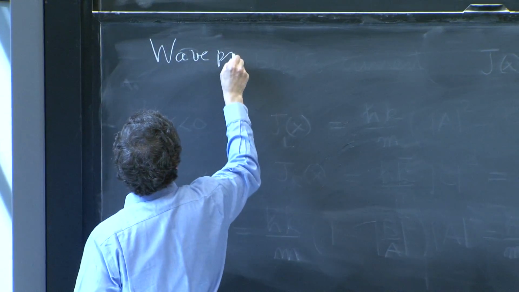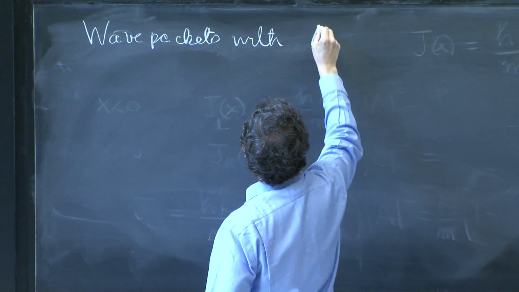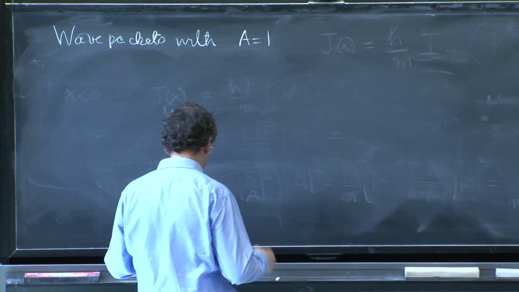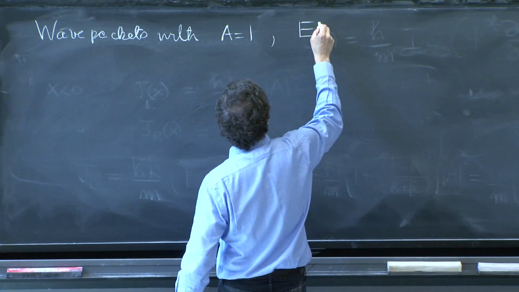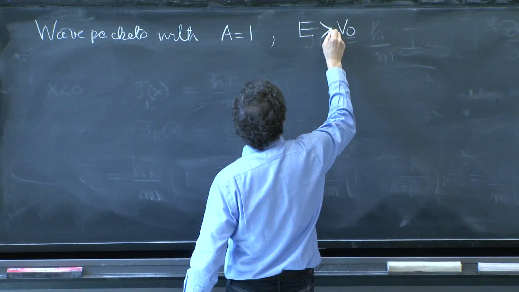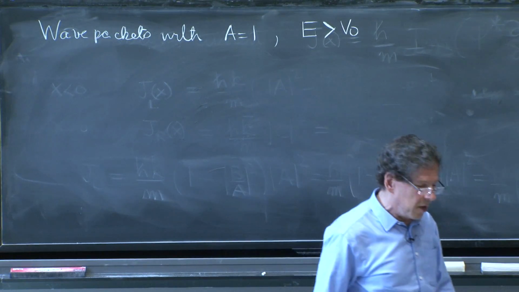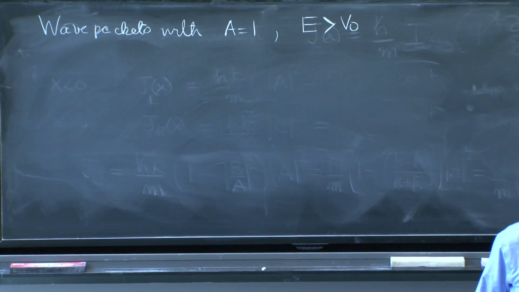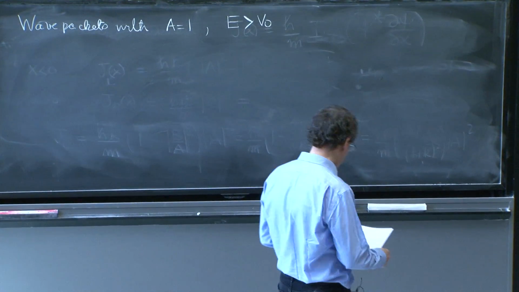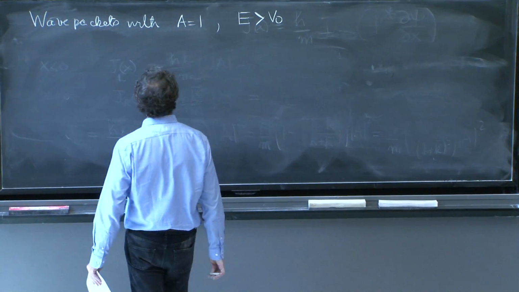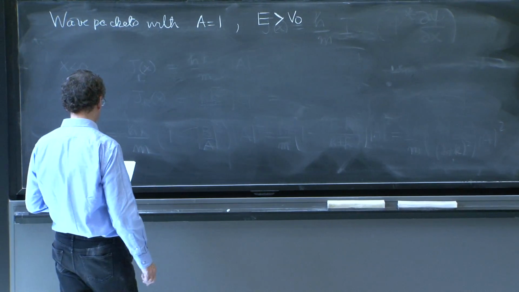Wave packets, with, I'm going to use A equals 1 in the solution. Now I've erased every solution, and we'll work with E greater than V naught to begin with. The reason I want to work with E greater than V naught is because there's a transmitted wave. So that's kind of nice. How am I going to do that? OK, I'm going to write it this following way.